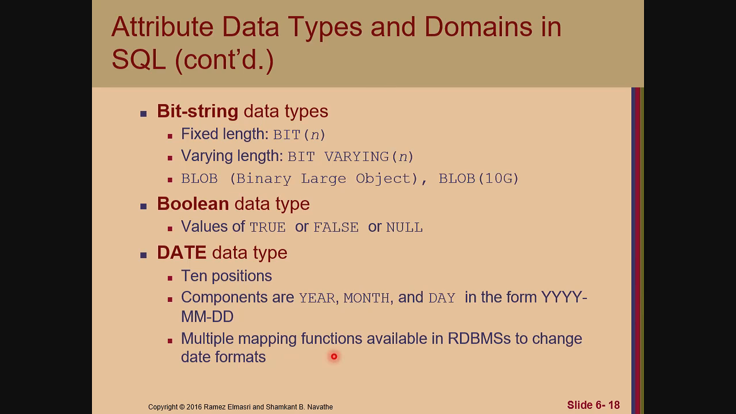And multiple mapping functions were available in RDBMS to change date format. Sometimes you combine the data from several databases, and one database uses year, month, day, and the other database uses day, month, year. Sometimes you use just month, year, day, I don't know, but we have some kind of function to automatically change the format. It's very convenient when you use a database. Okay, what else?